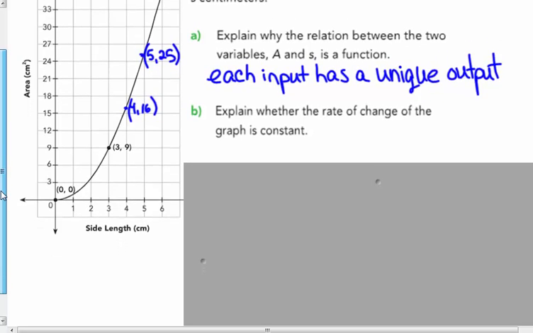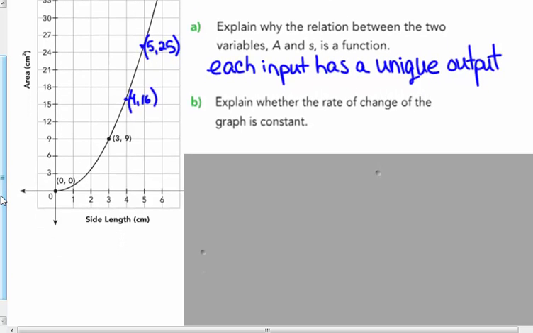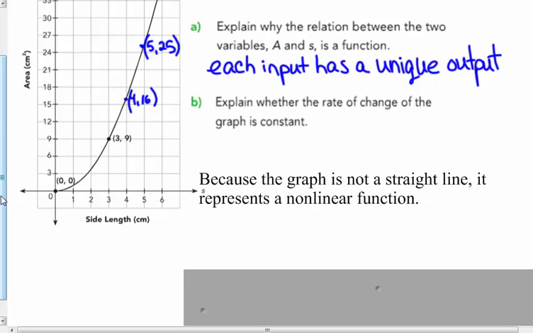Explain whether the rate of change of this graph is constant. Well, it's not. If I use any of these 2 points, if I tried to do delta y over delta x, you'll see that it's not a constant. So the first 2 points that I have on here, (4, 16) and (3, 9), my delta y is 7, my delta x is 1. Well, then if I go from (5, 25) to (4, 16), my delta y would be 9 to 1. So that's not a constant rate of change.